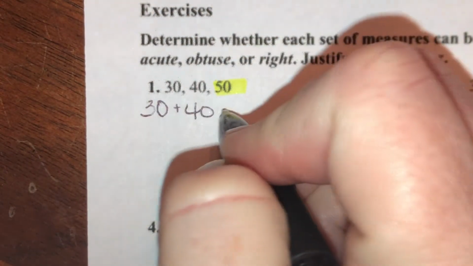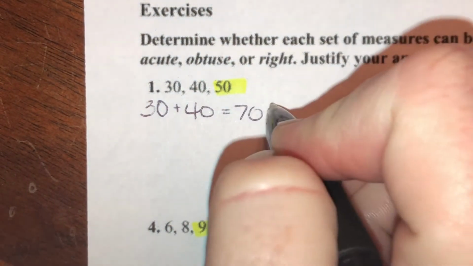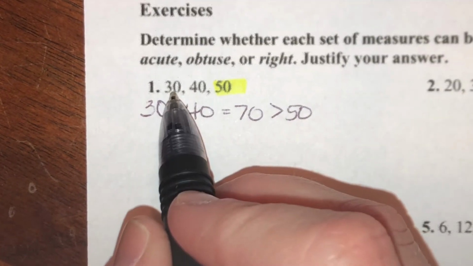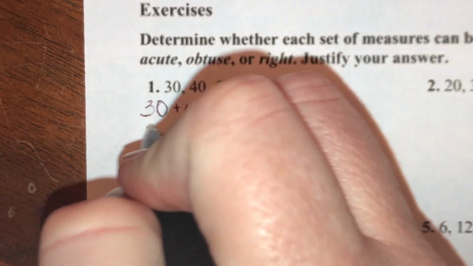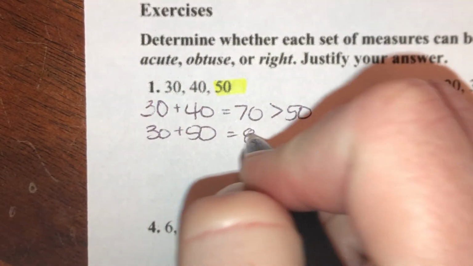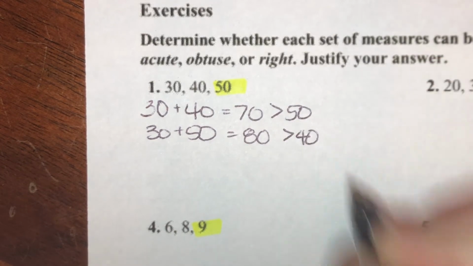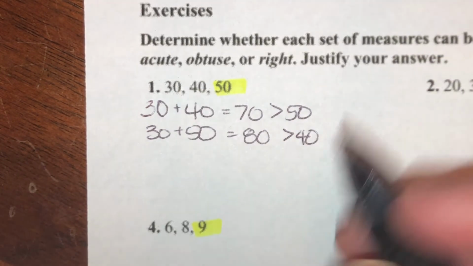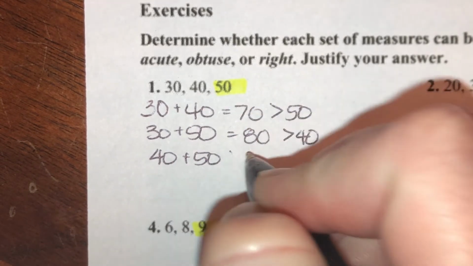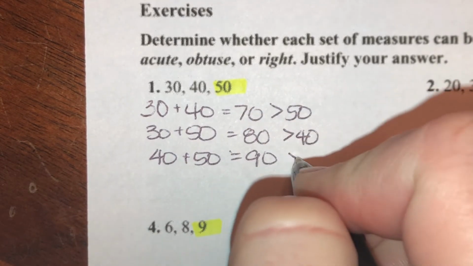30 plus 40 has to be bigger than 50. And 30 plus 40 is 70, and 70 is bigger than 50, so we're good, right? Then we can add 2 more. 30 plus 50 has to be bigger than 40. 30 plus 50 is 80, and 80 is greater than 40. 40 plus 50 has to be bigger than 30. 40 and 50 is 90, and that's greater than 30.